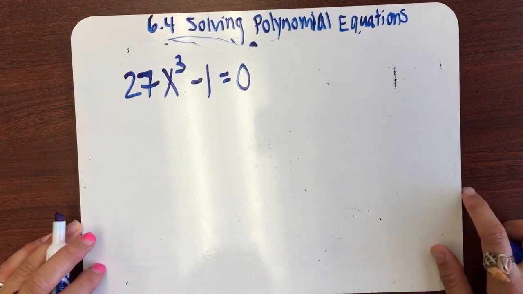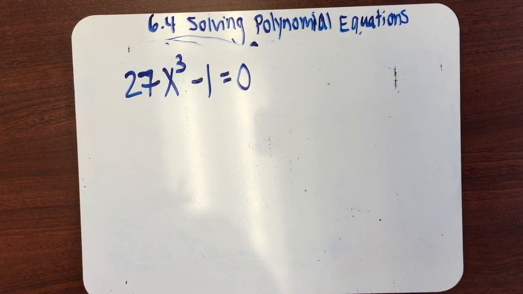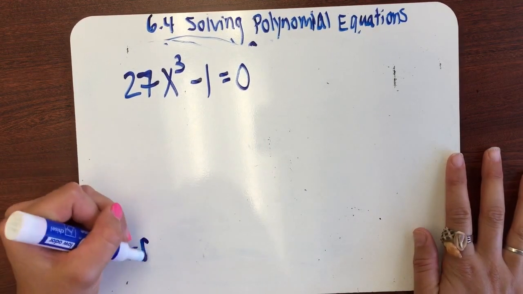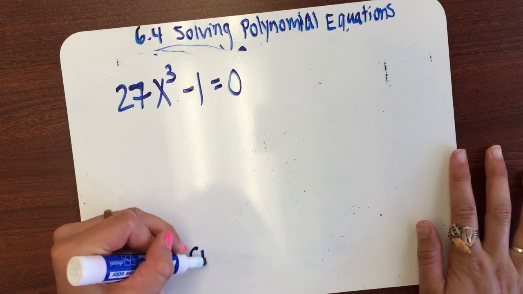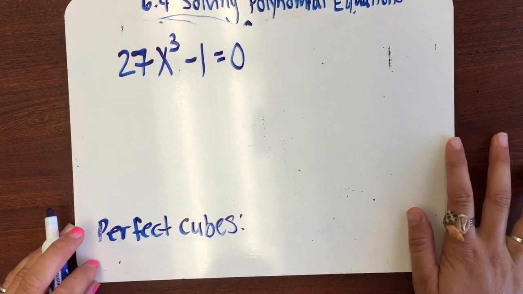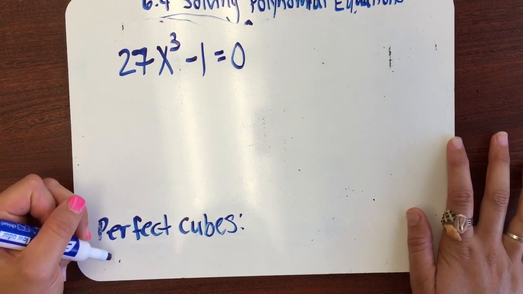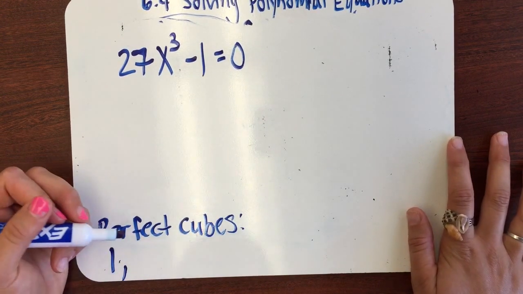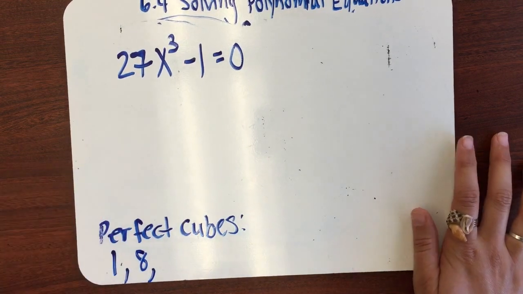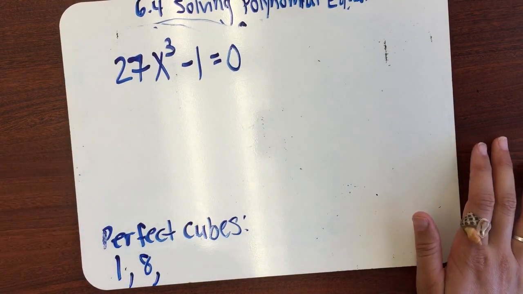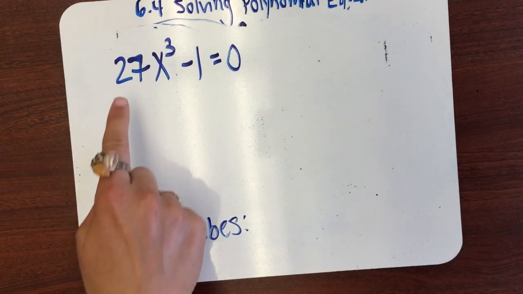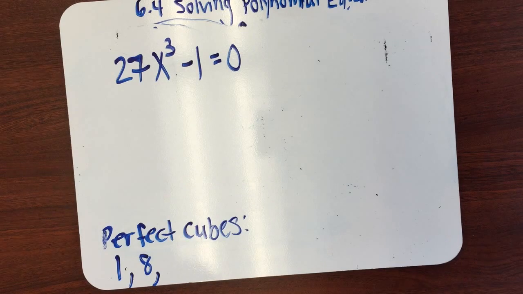So it's helpful to know what your perfect cubes are. So if we write down some perfect cubes here, perfect cubes. Well, let's list them. 1 cubed is 1. 2 cubed is 2 times 2 times 2, which is 8. 3 cubed is 3 times 3 times 3, which is 27.